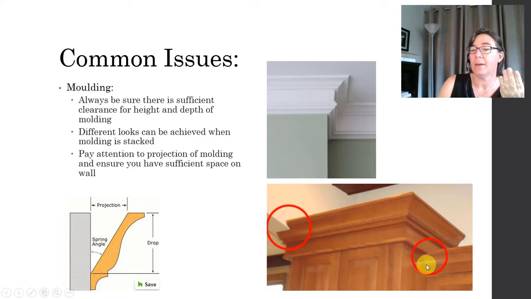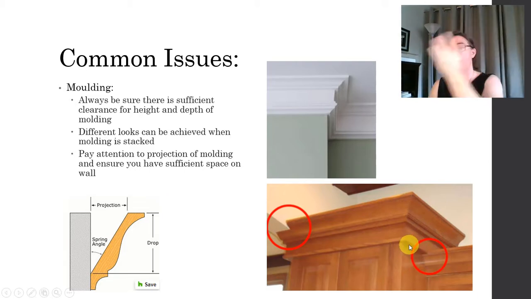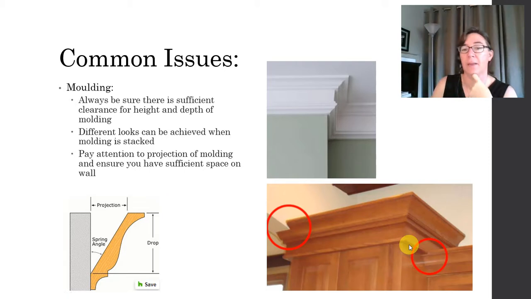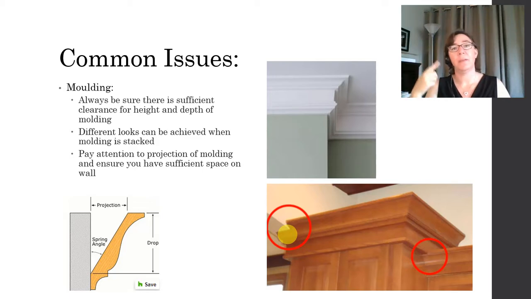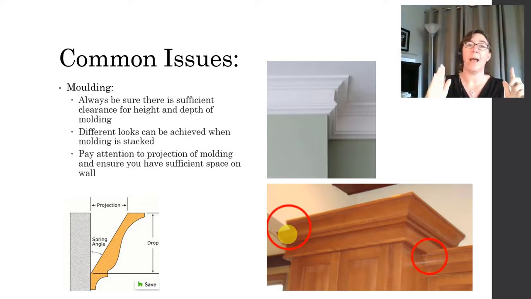Someone forgot to take into account how this molding was going to intersect with this cabinet as it came across, because the molding came out horizontally when they weren't expecting it. And they also forgot to consider how this intersection works in 3 dimensions. So keep it in the back of your mind: molding is 3 dimensional, and you can run into trouble when you don't think about how it comes out horizontally from the wall.